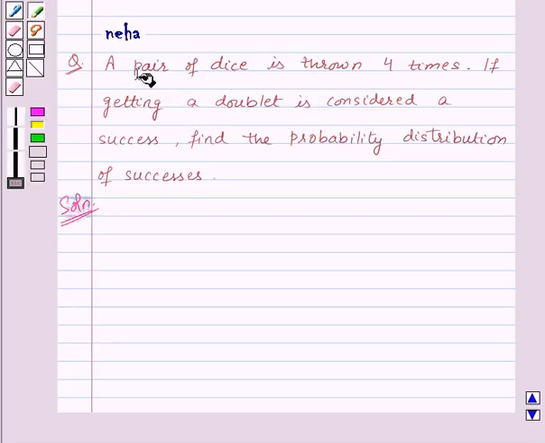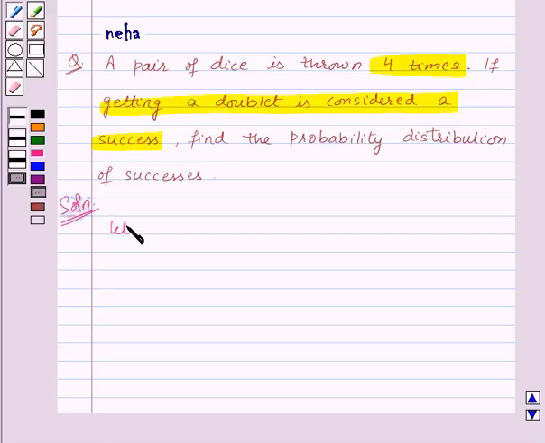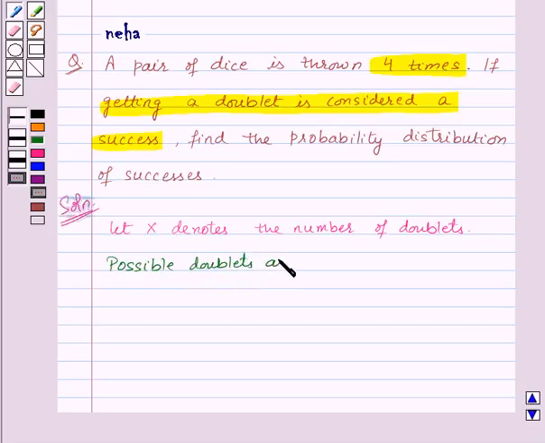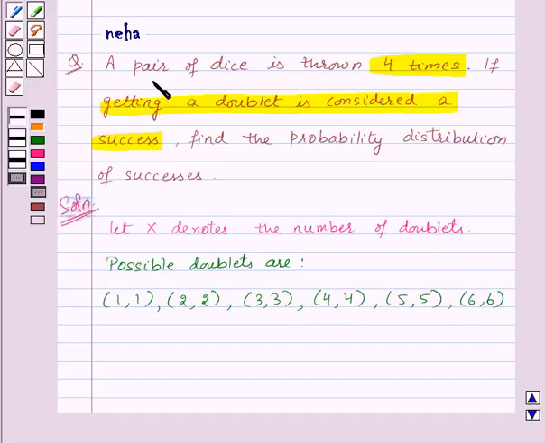We are given in the question that a pair of dice is thrown 4 times and getting a doublet is considered a success. So, let us assume that x denotes the number of doublets, and we know when a pair of dice is thrown, then possible doublets are (1,1), (2,2), (3,3), (4,4), (5,5), and (6,6). Now, the dice is thrown 4 times, so that means x can take the values 0, 1, 2, 3, and 4.